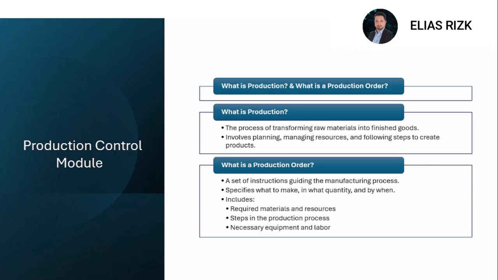So first we start with what production is. In simple words, production is a process which follows specific steps that are required to complete the production of an item, or we also call it the manufacturing of the item.